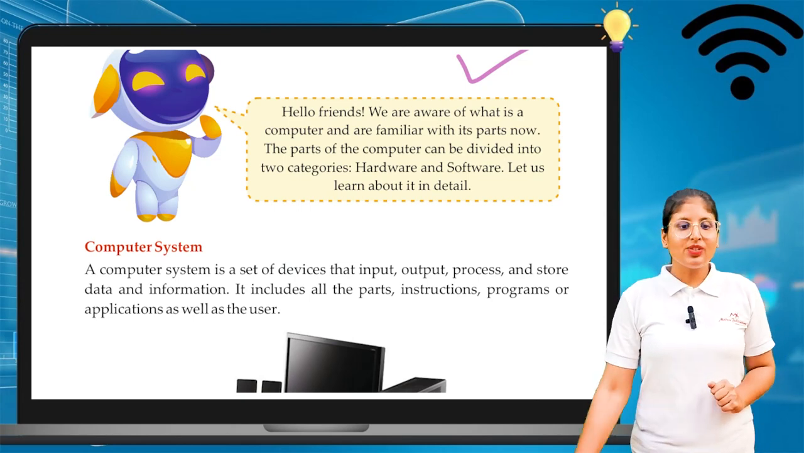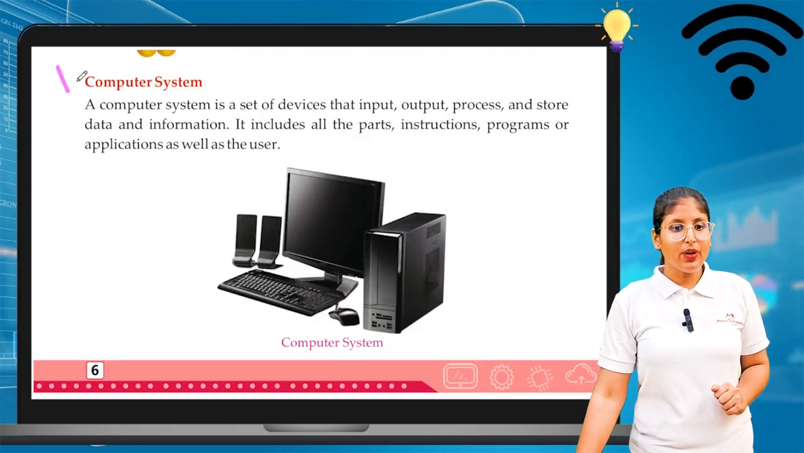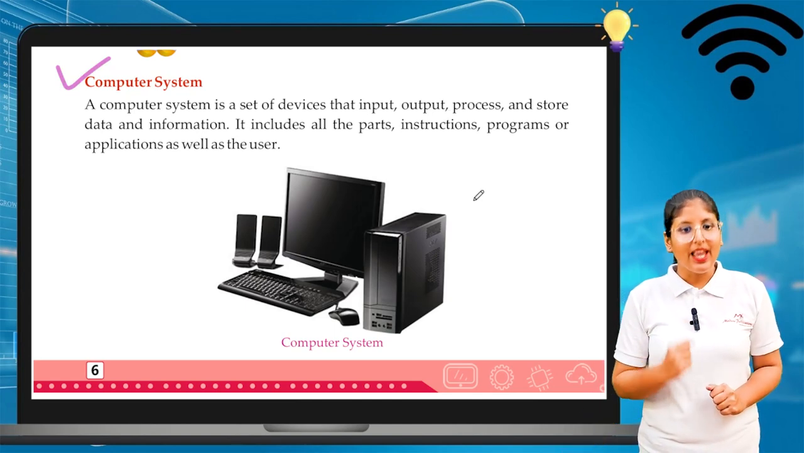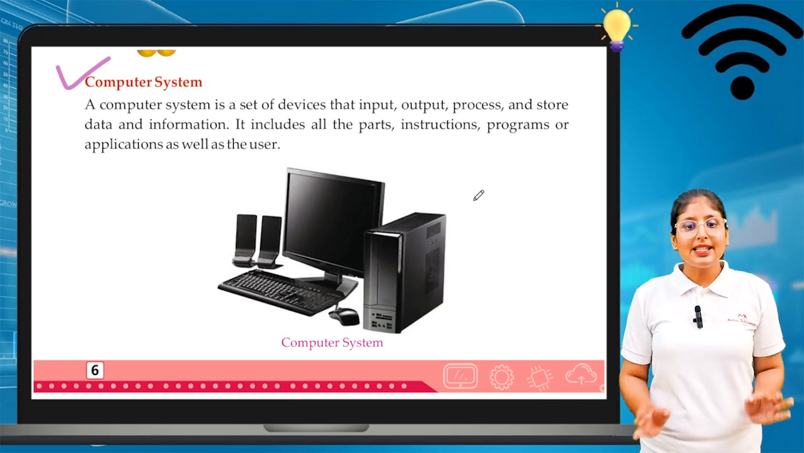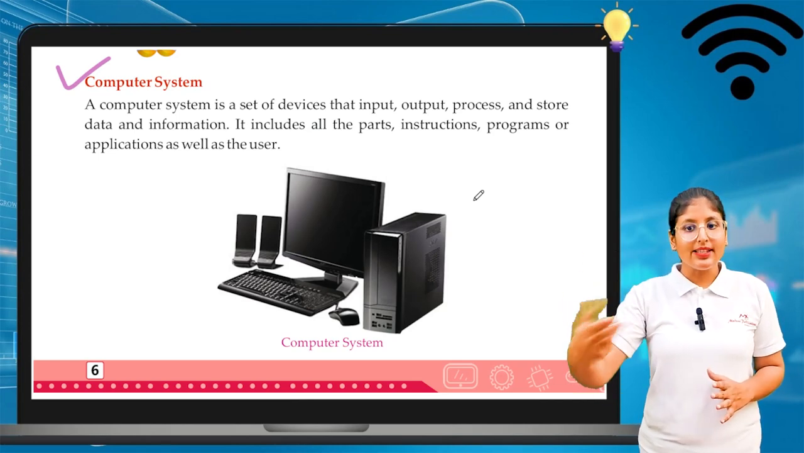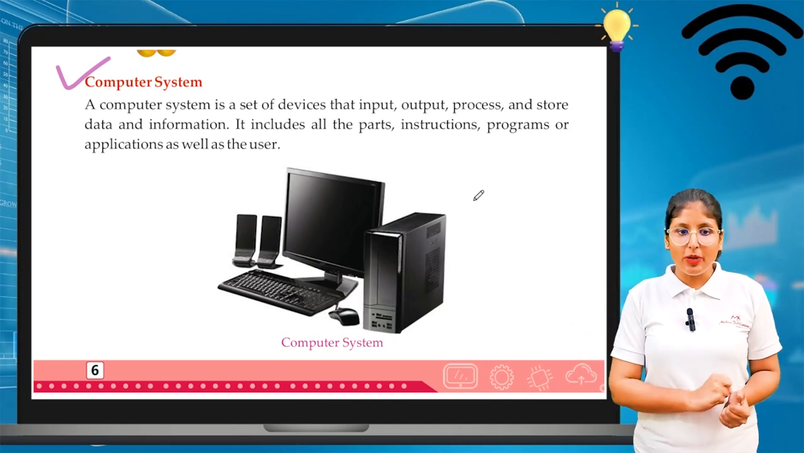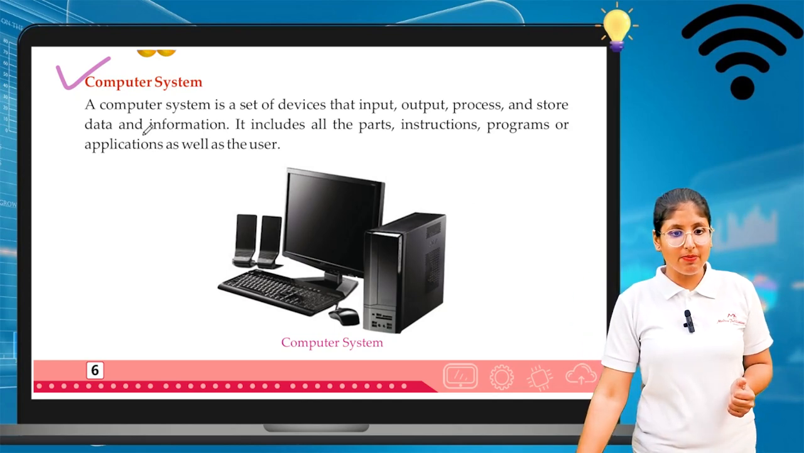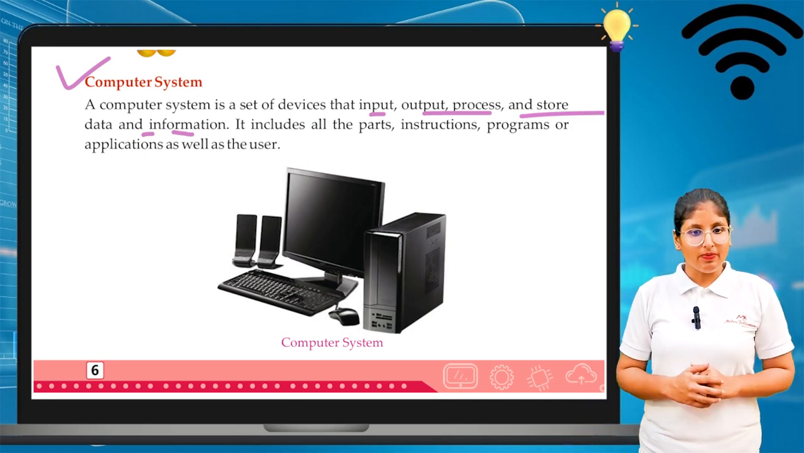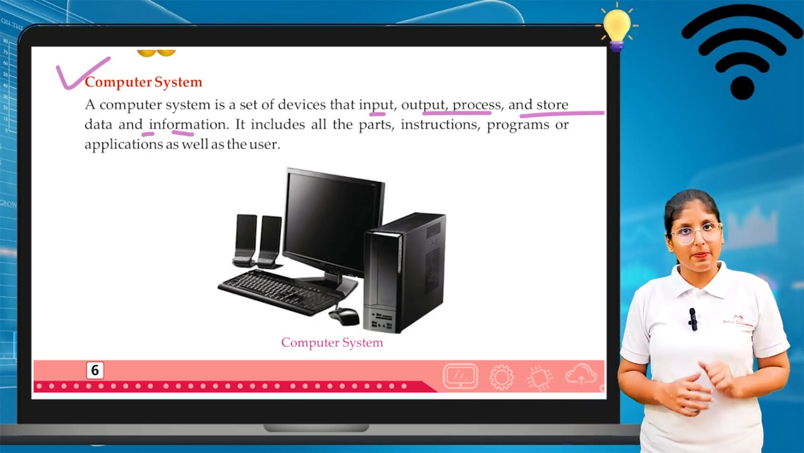Okay, so let's start. Computer system. First, we will see what a computer system is. A computer system is a set of devices that input, output, process and store data and information. That is a computer system. So what does a computer system do? It will input, output, process and store your data in the computer.